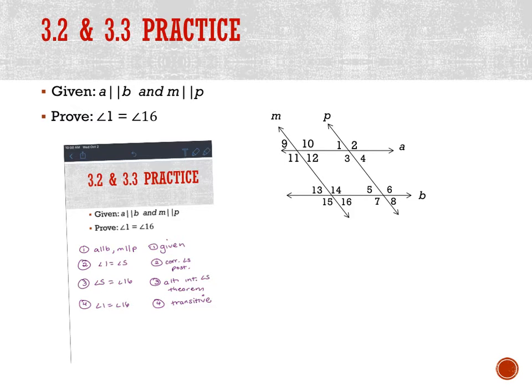Okay, if you are given that these lines are parallel and that these lines are parallel, and I want to get from 1 to 16. 1 and 16 do not lie on the same transversal, so I have to get to that point. In this example, I went from 1 to 5 using the corresponding angles postulate, then from 5 to 16 using the alternate interior angles theorem. And then transitive is the better choice, but I would have taken substitution as well. If 1 equals 5 and 5 equals 16, then you can go from 1 to 16, and that's transitive.